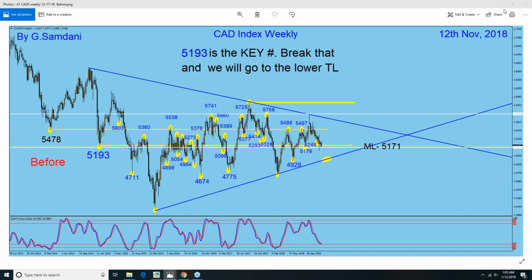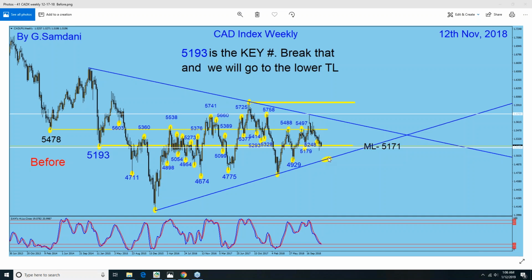In my last video, which I uploaded maybe 30 minutes ago, I said I'm going to make another video about the CAD index and the pairs involving CAD, the Canadian dollar. So let's get started. This is the chart. On the 12th of November I made the CAD index weekly chart, and I mentioned 5193 is the key number to break, and we will go to the lower TL, which is right there. So the direction was clear.